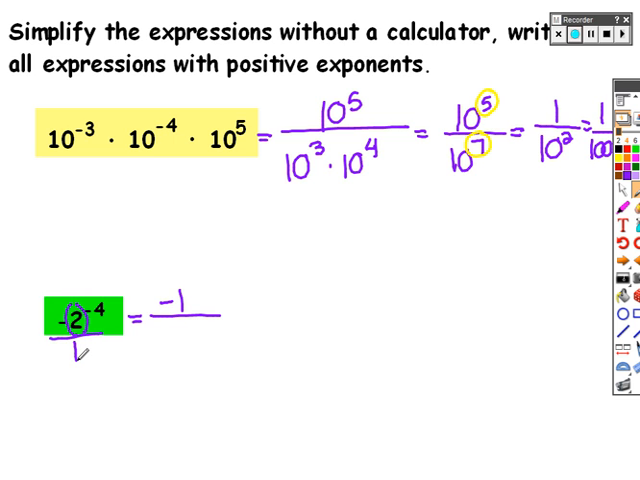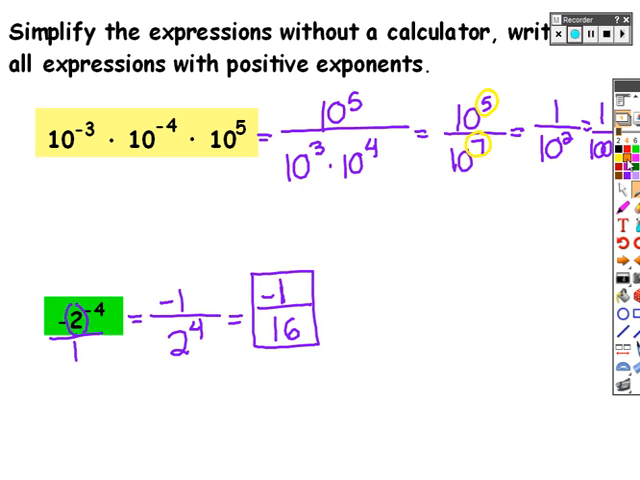So I'm going to keep that negative in the numerator, and then I'm actually going to move the 2 to the 4th to the denominator, and since I moved it, that exponent becomes positive. So now I have -1 over 2 times 2 times 2 times 2 is 16. That's your answer.